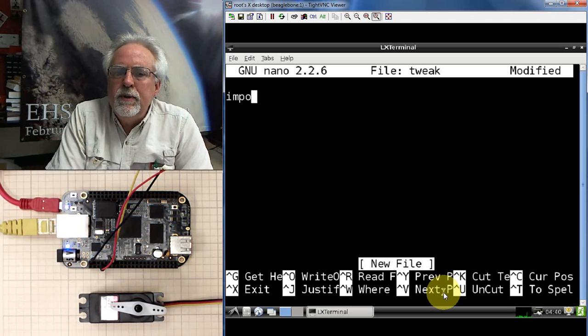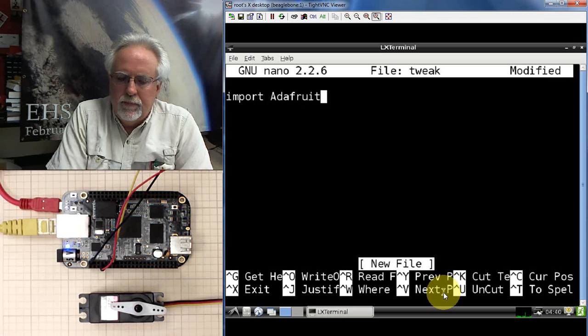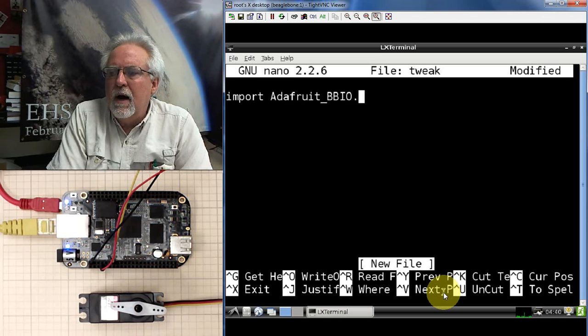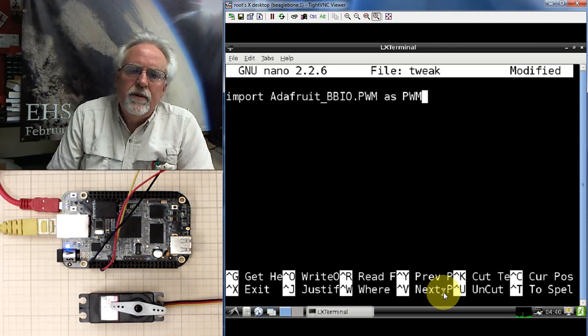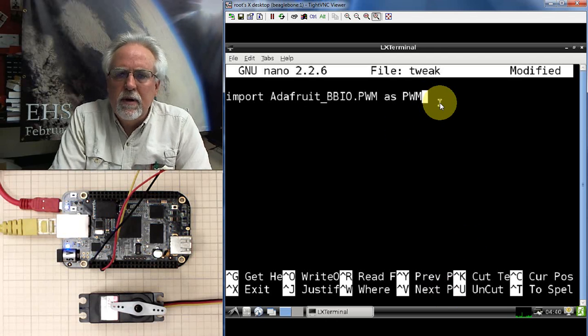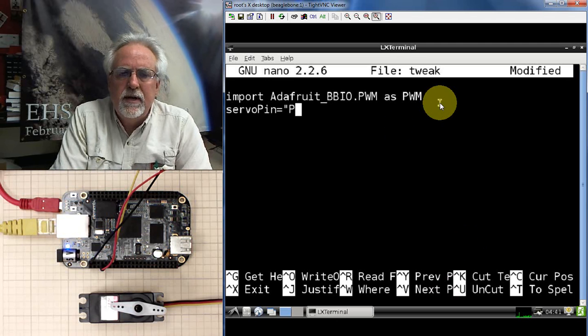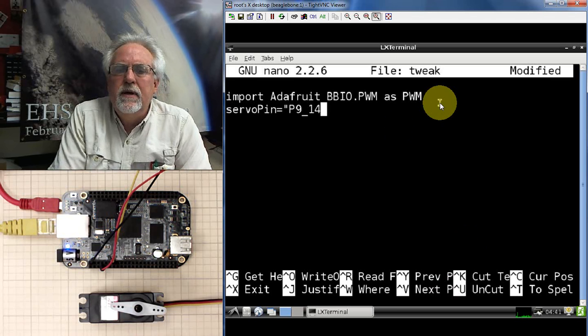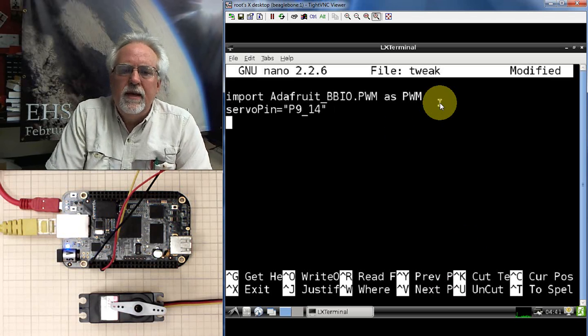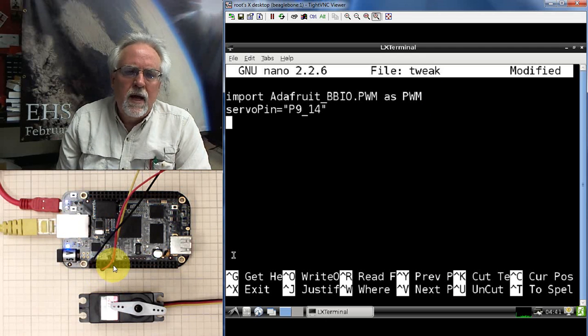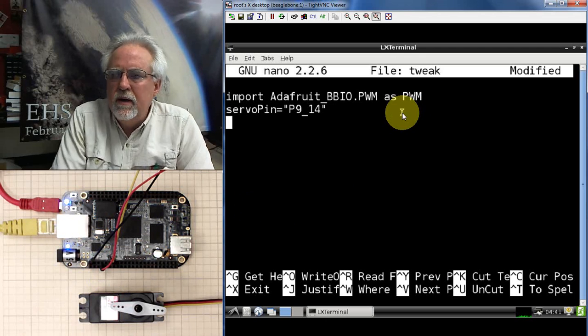What are we going to have to do to begin with? We are going to have to import the most excellent Adafruit BPIO.PWM library as PWM. We're importing the PWM library so that we can put a PWM on that pin 14. We need to say our servo pin is, what did we say it was? It was on header 9, so we say P9 for header 9, and then it was pin 14. So capital P9 underscore 14 is saying that our servo control line is hooked up to pin 14 on header P9.